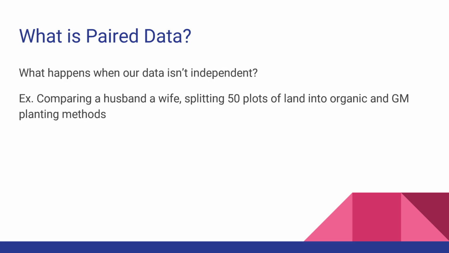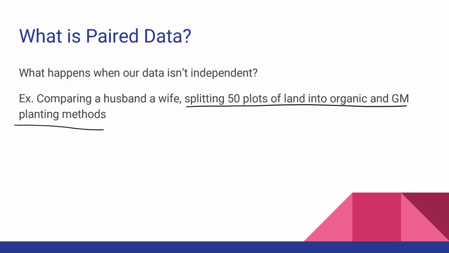So paired data is the name we use for when data isn't really independent of each other. For example, if you're comparing something between a husband and a wife, or this is actually something I've seen on a college board question, that given 50 plots of land, if we split each plot into organic planting methods and then genetically modified planting methods, you could see that if you have the two types on the same plot, they're likely going to have some effect on each other. So in both of these cases, the data is not independent, and this is when we have paired data.